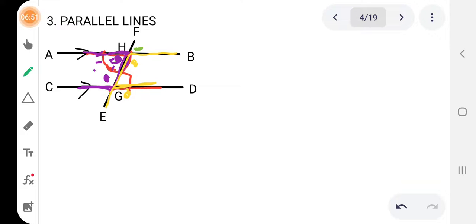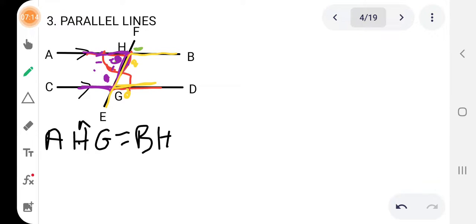When you write this, let me start with vertical opposite angles. We're going to have angle BHG equal to angle FH... let me start with BH F. In this case, these will be vertical opposite angles.